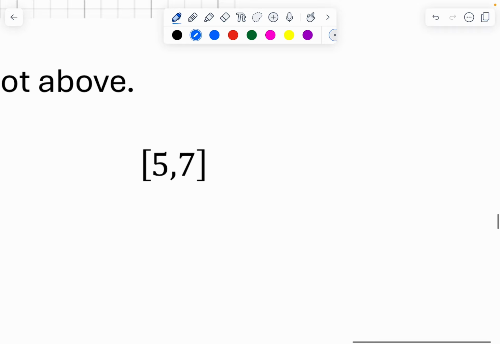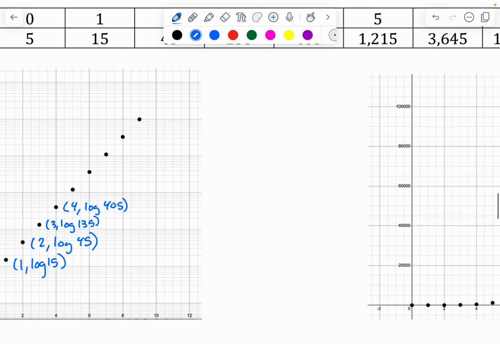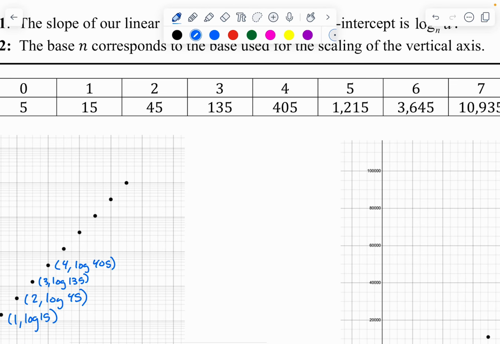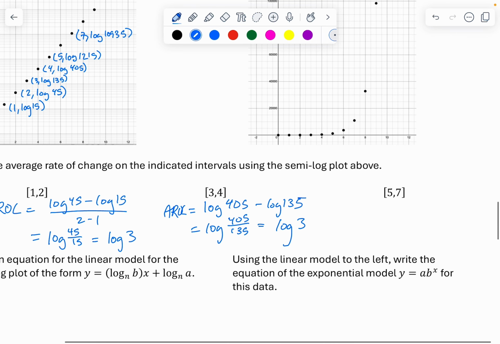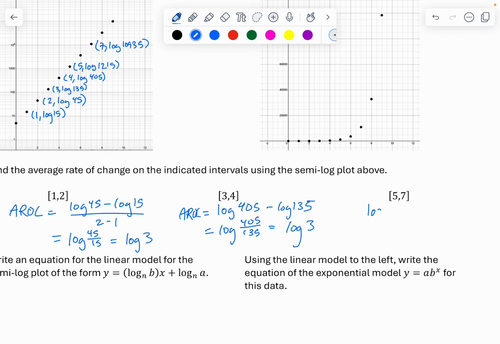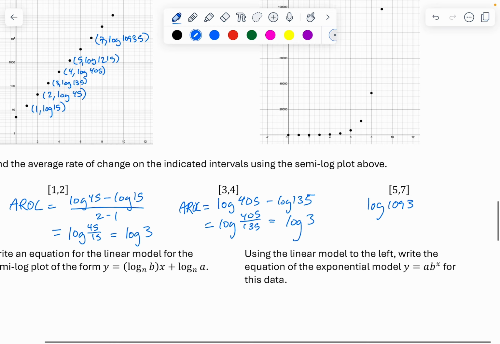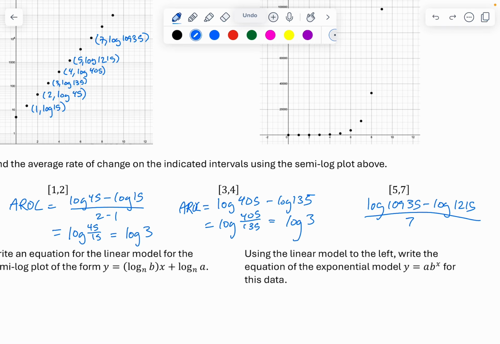Okay, the next one, we had 7 was, this would be 5, well, this is 5 comma log of 1215, and then this one here was 7 comma log of 10935, and so I have log of 10935. Did I remember that? Nope. 10935. Okay, minus log of 1215, all over 7 minus 5, which is equal to 2.